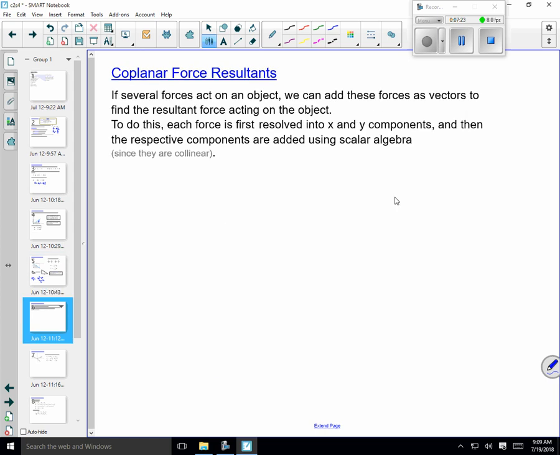Coplanar force resultants. Typically when I talk about a resultant, it means I'm adding some vectors and I get a resultant. Here we're talking about forces acting on an object. I add those forces as vectors to find a resultant force. So the way you do that is you resolve each force into its x and y components, and then I add the respective components using scalar algebra, since they're collinear.